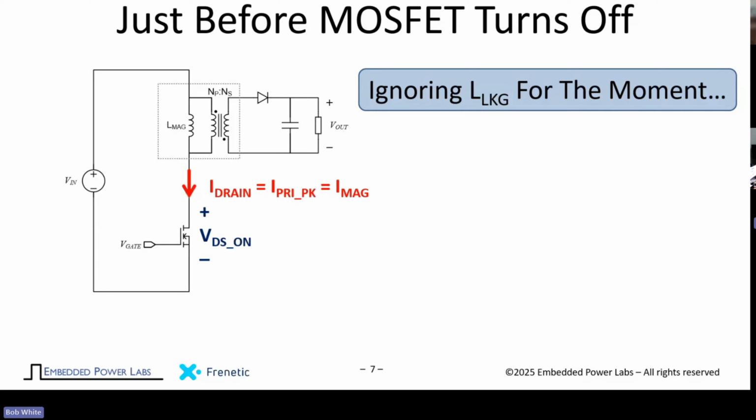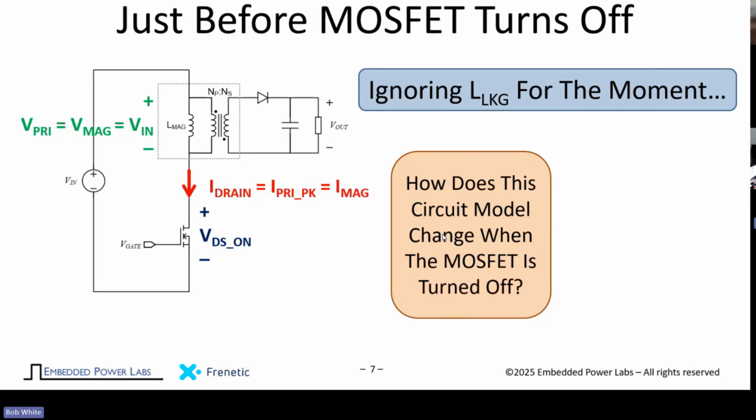Okay. There's a current in the drain, in the primary, and the magnetizing current is at some peak value. The secondary is reverse biased. There's no current in the winding. The capacitor is supplying the energy to the load. The voltage here is approximately 0. The voltage on the primary is equal to the input that's being applied to the magnetizing inductance. And we turn the MOSFET off. What happens to the circuit model here?